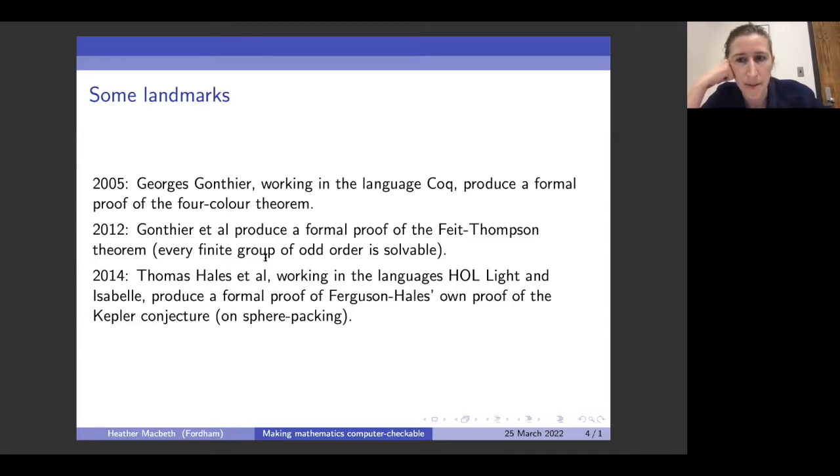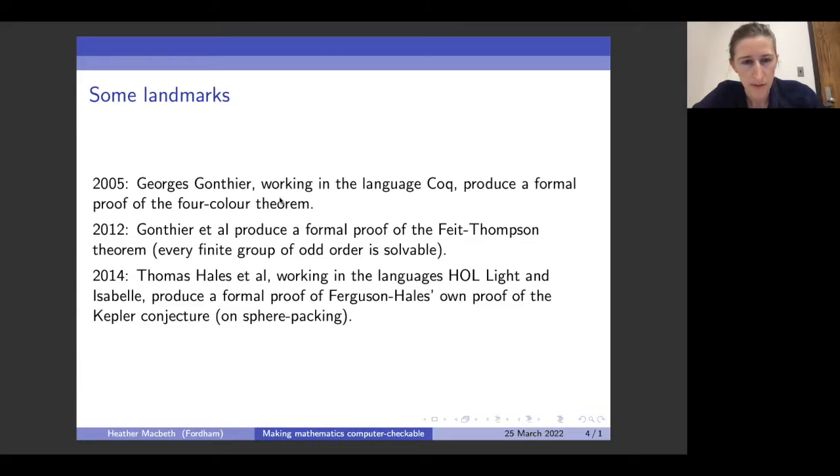So the three big ones that I'd like to mention are a proof of the Four-Colour Theorem, a proof of the Odd Order Theorem, and a proof of the Kepler Conjecture. And the first of these was produced by Gonthier, the second by Gonthier and a team, and the third by Hales and a team.